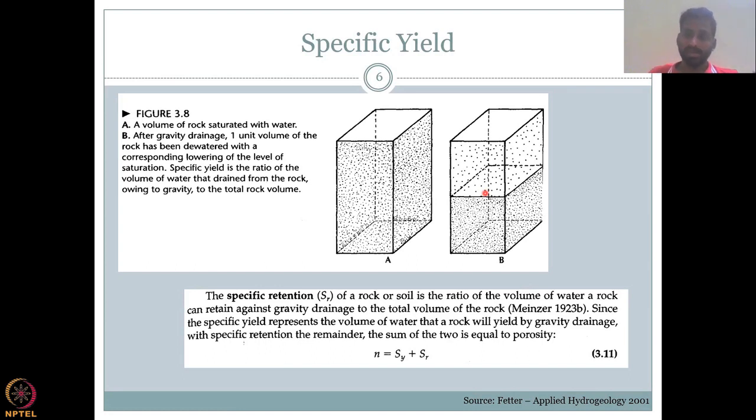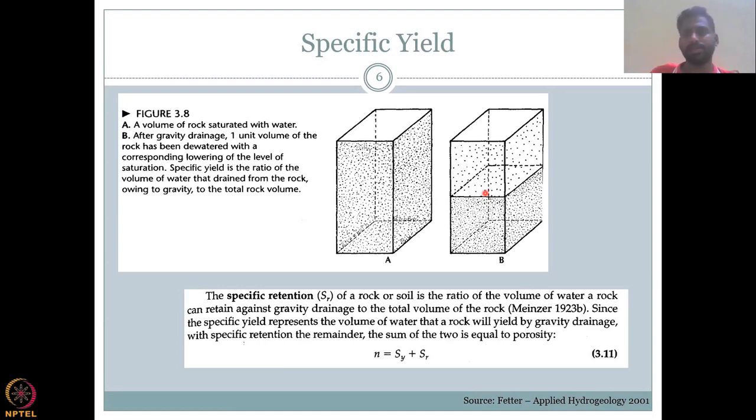As the name says, retention is the process of holding on. It keeps the water back. So SR of a rock or soil is the ratio of the volume of water a rock can retain against gravity to the total volume of the rock. The specific yield is owing to gravity. Gravity pulls the water, whereas retention is the property of the rock in holding on to the water against gravity.